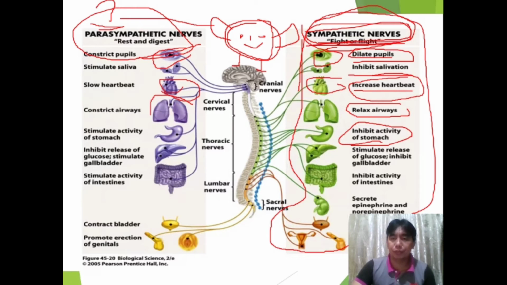So here there is inhibition of saliva, but the parasympathetic stimulates saliva. So the parasympathetic balances the sympathetic. If the sympathetic nerves are increasing the heartbeat so much, the parasympathetic will slow it, and there is inhibition here of the stomach activity. The parasympathetic stimulates activity, so they balance each other.